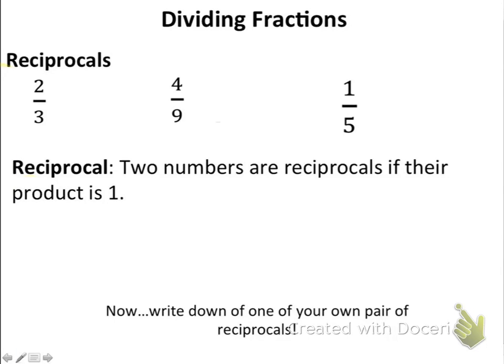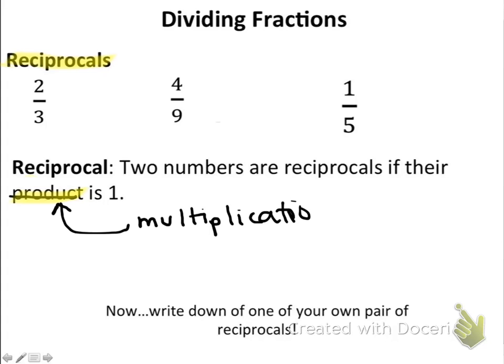Before we can actually get into dividing fractions, we need to talk about reciprocals. That's this word right here. Two numbers are reciprocals if their product is 1. Okay, what operation do we mean by product? Hopefully you're thinking product means multiplication. So two numbers are reciprocals if when we multiply them together we get 1.